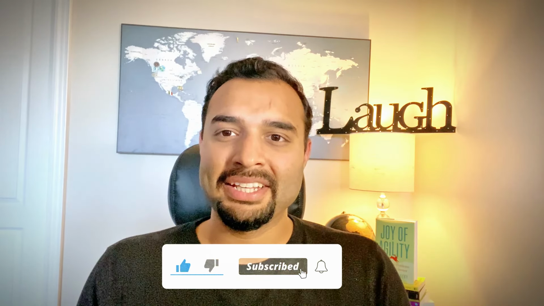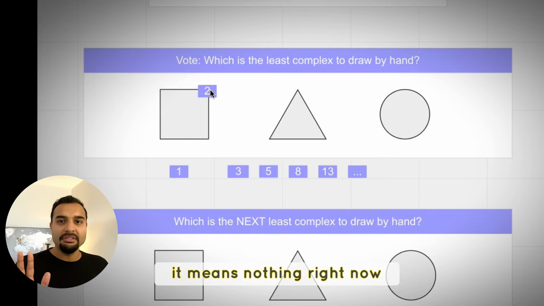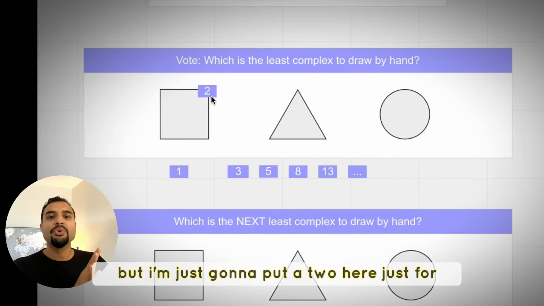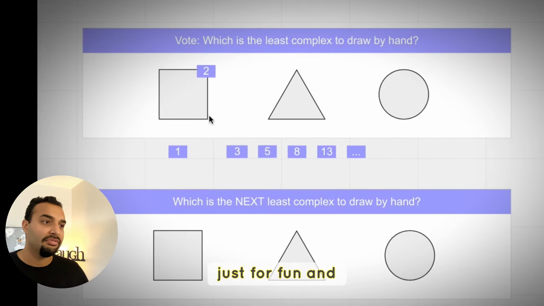So I said, what I'd like you to do is come to a decision as a team, as a group here, that square is the simplest. And so some folks were still, well, okay, are we sure? Maybe a triangle could be easier, etc. And it turns out that the larger group then agreed upon that based on the tools available and the requirement, the square was the least complex to draw by hand. And so all I did here was that I just dragged a 2 and I said, you guys don't know what this means. It means nothing right now, but I'm just going to put a 2 here just for fun.